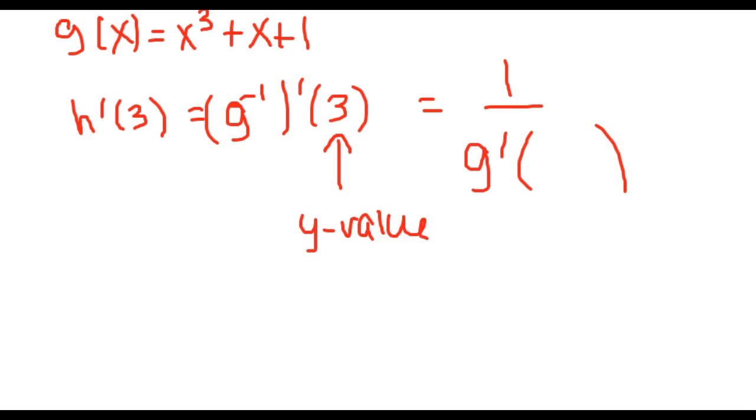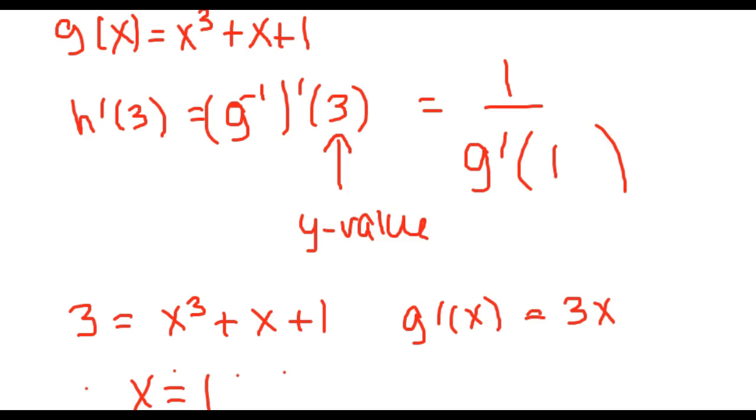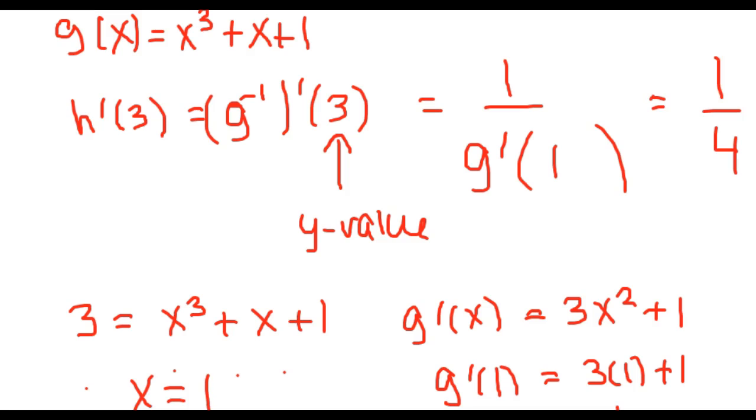So what I have to do is set 3 equal to x cubed plus x plus 1. And that one's pretty easy. I can actually just look at that and say, oh, if I plug 1 in, 1 plus 1 plus 1 is 3. So my x value is 1. So that means h prime of 3 equals g inverse prime of 3, which is 1 over g prime of 1. So I need g prime of x, which means I need g prime of 1, which is 4. And my answer is choice D.